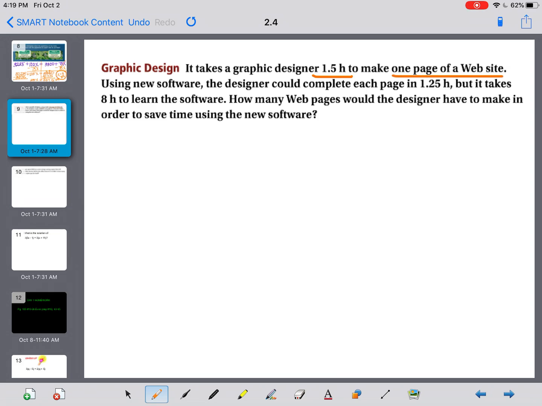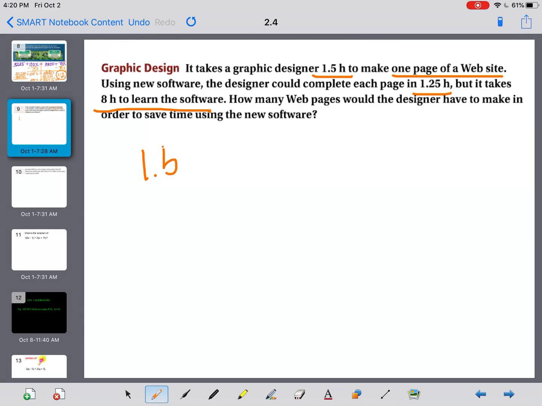It takes a graphic designer 1.5 hours to make one page of a website. Using new software, the designer could complete each page in 1.25 hours, but it takes 8 hours to learn the software. How many web pages would the designer have to make in order to save time using the new software? Okay, so at what point are they going to be equal, or is it actually going to be beneficial?